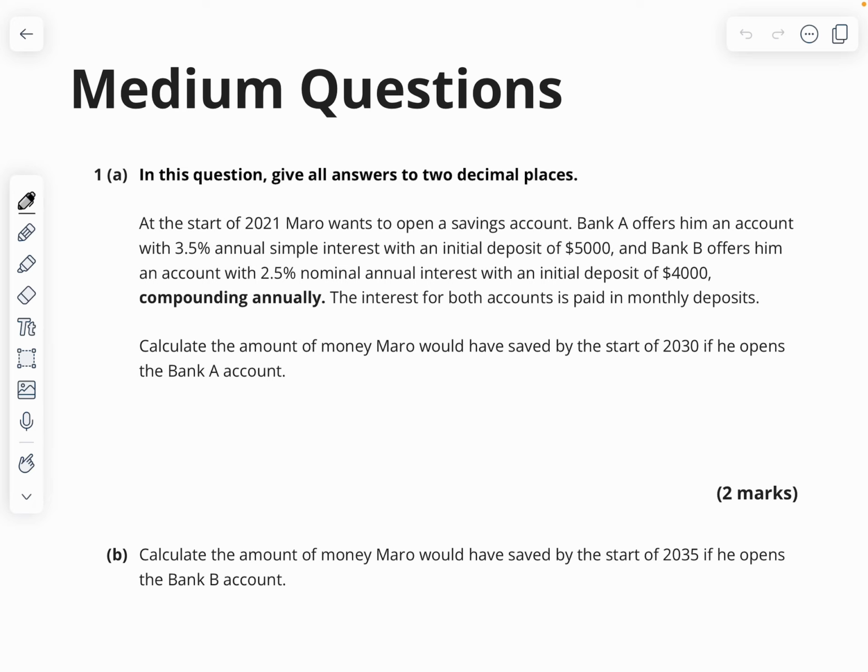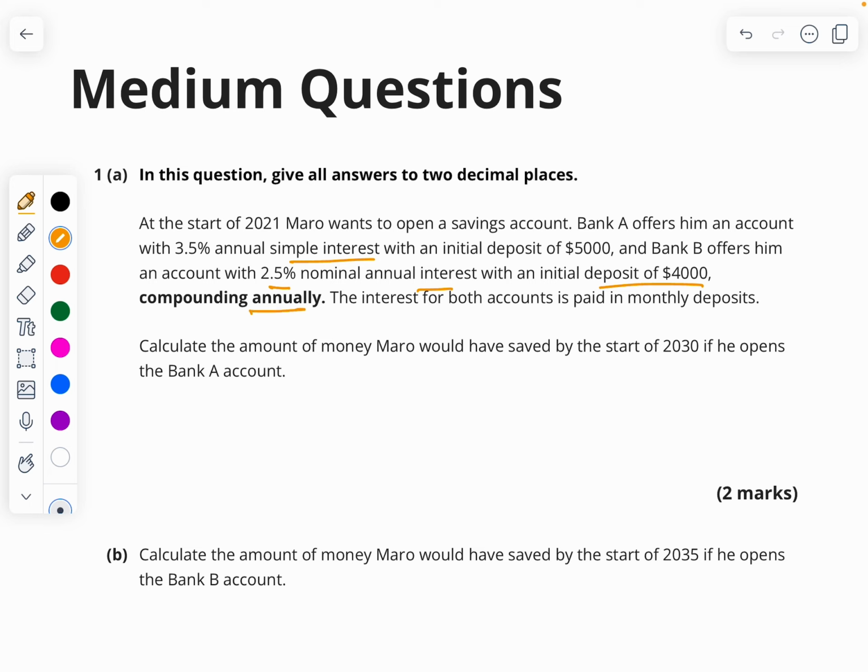At the start of 2021, Maro wants to open a savings account. Bank A offers him an account at 3.5% simple interest, with an initial deposit of 5,000. Bank B offers an account of 2.5% nominal annual interest, initial deposit of 4,000, compounded annually.